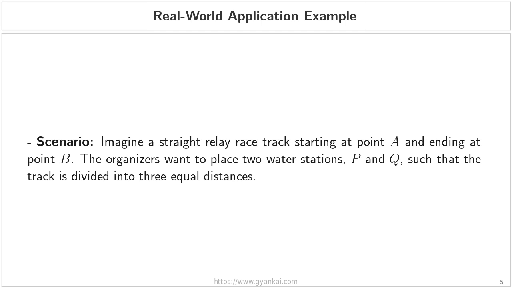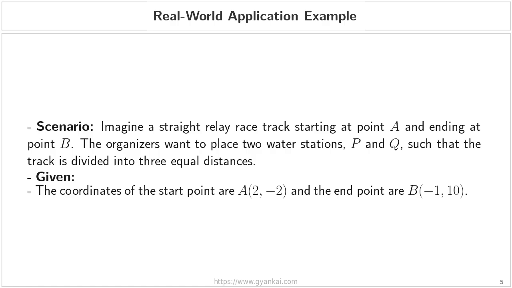Real-world application example. Imagine you are organizing a straight relay racetrack. The race begins at point A and concludes at point B. To ensure the runners stay hydrated, the organizers want to place 2 water stations, which we will call point P and point Q, along the track. The goal is to position these stations so that the entire track is divided into 3 perfectly equal distances.